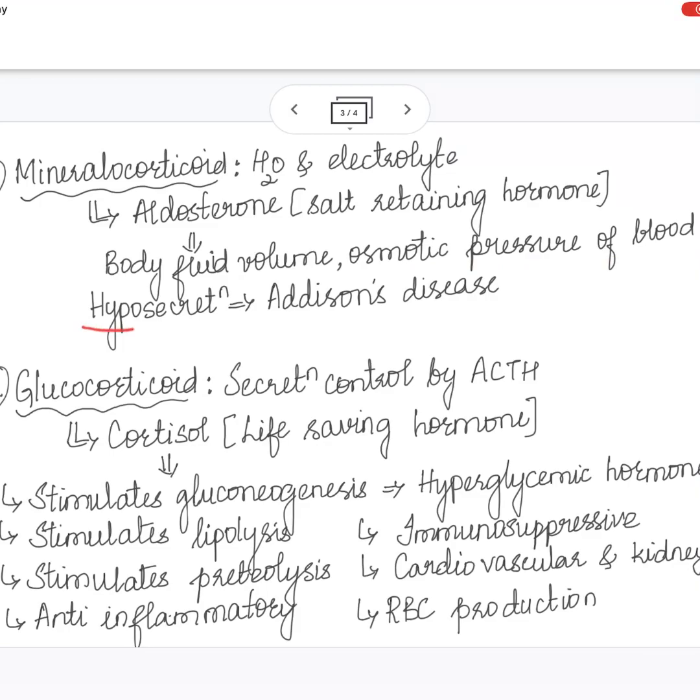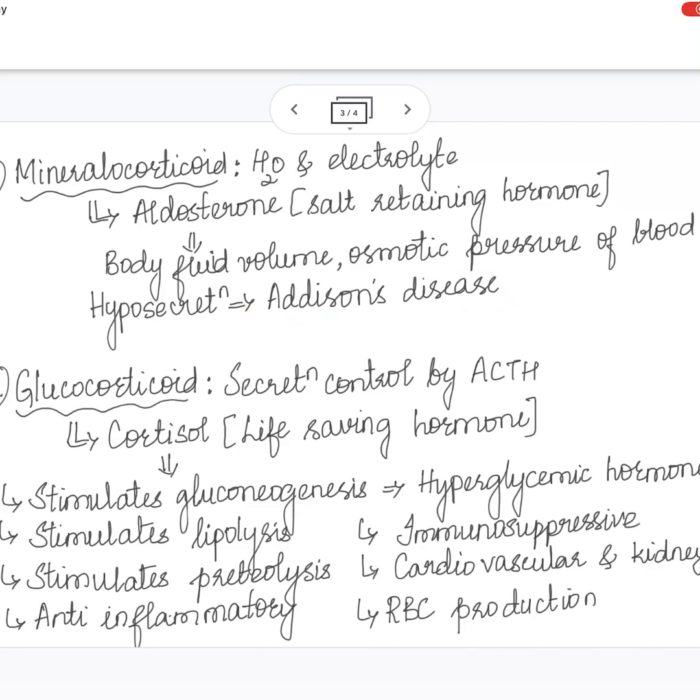If there is hyposecretion of the mineralocorticoid, that is aldosterone, that means less amount of sodium ions and more amount of potassium ions. Hypo, less sodium, more potassium. It results in a condition called Addison's disease. What are the symptoms that you get to see in the case of Addison's disease? Hypoglycemia, that is low glucose level, then acute weakness, fatigue, and hyperpigmentation will be seen. So these are the symptoms that you get to see whenever there is hyposecretion of aldosterone, resulting in Addison's disease.